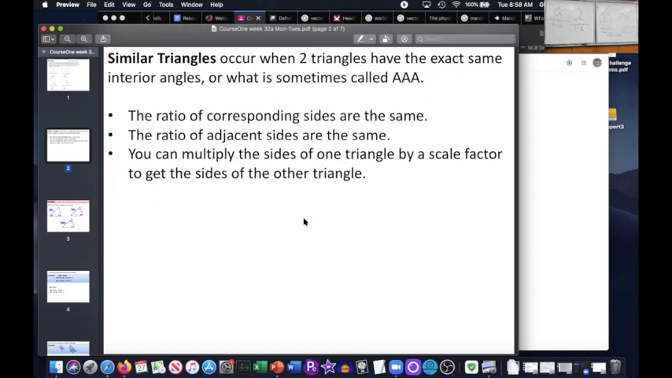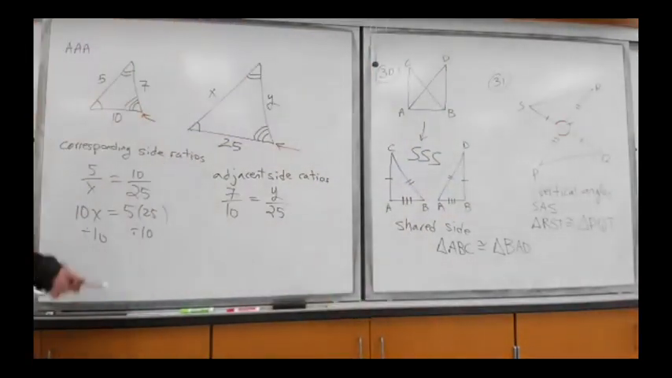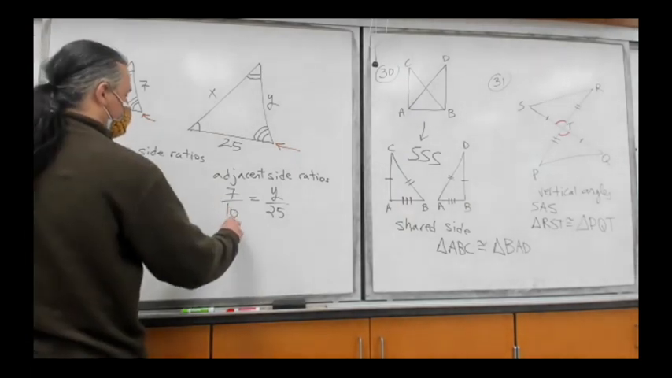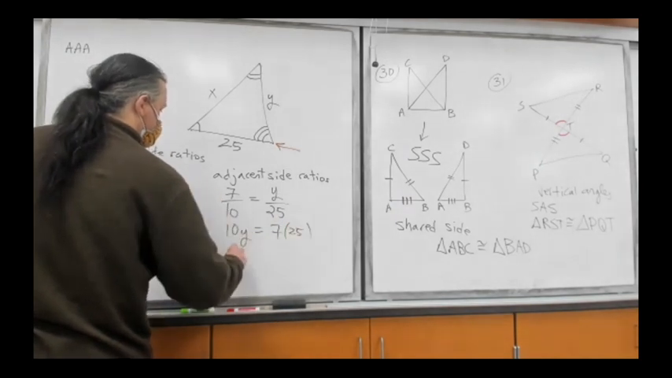All right, and then at this point, just cross multiply. So 10x equals 5 times 25. And you divide by 10. Okay, so whereas over here, again, cross multiplying, 10y equals 7 times 25, and then you divide by 10.